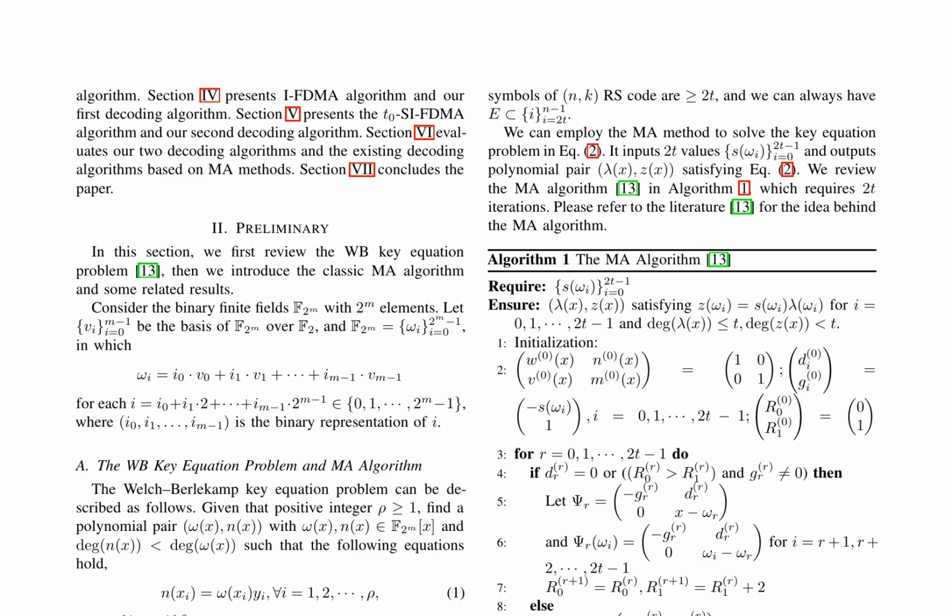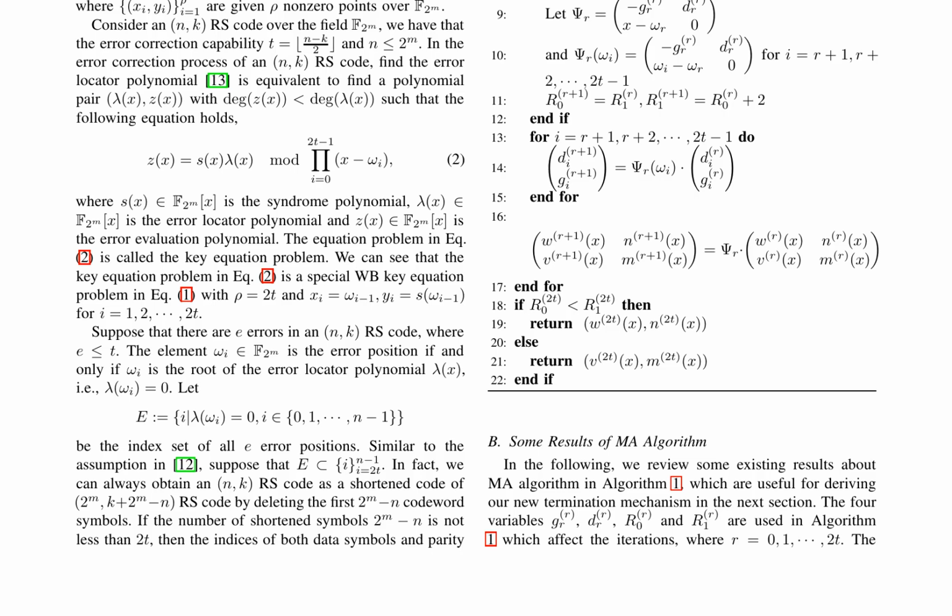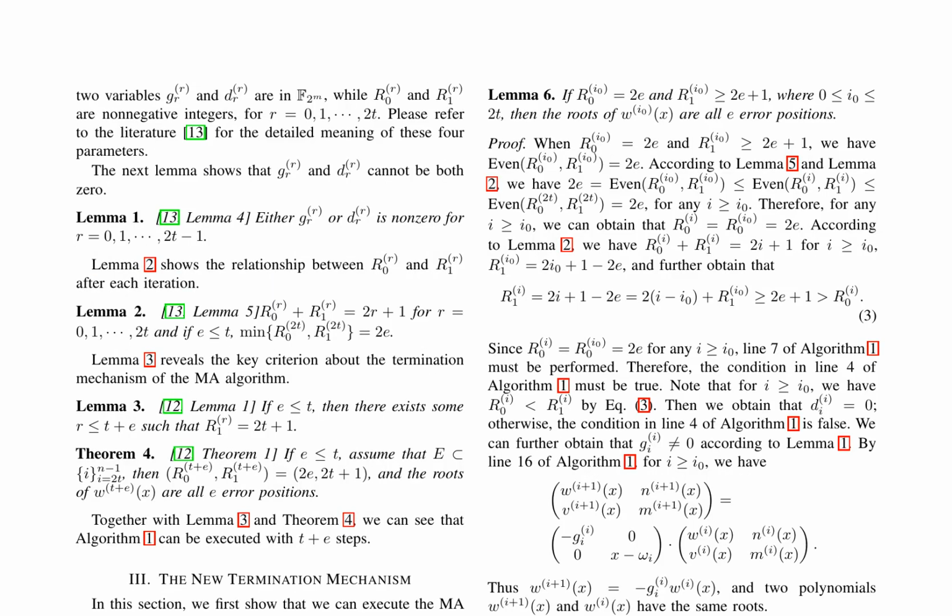The paper reviews the Welch-Berlekamp key equation problem and the modular approach (MA) algorithm, which is effective for solving the WB key equation problem. It also presents the MA algorithm and some related results, highlighting the key equations and the process of finding the error locator polynomial. The authors demonstrate the efficiency of their proposed algorithms through evaluations, showing significant reductions in multiplication complexity compared to existing methods. Here is a combined summary of the 2 pages.